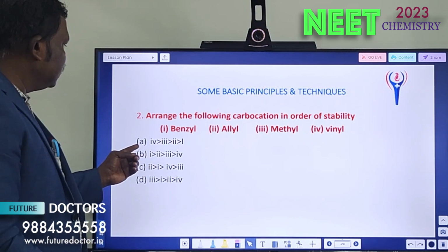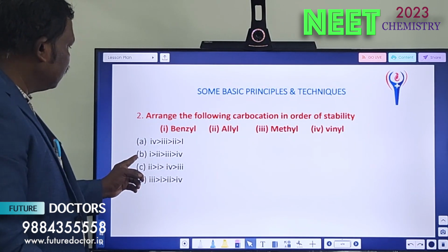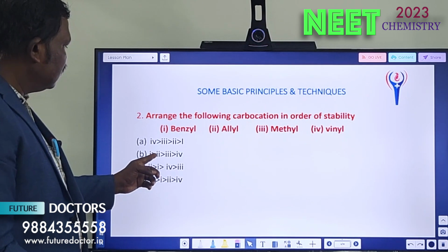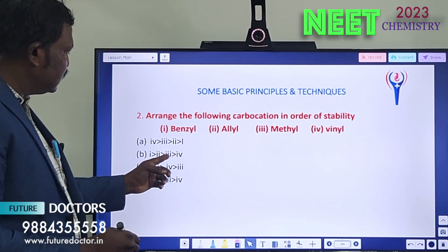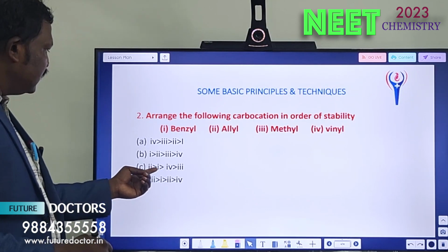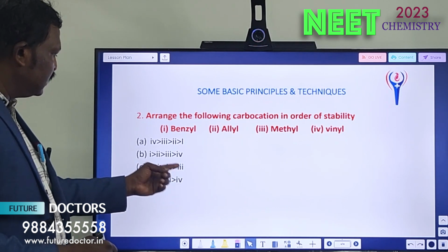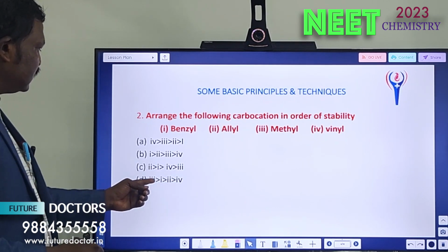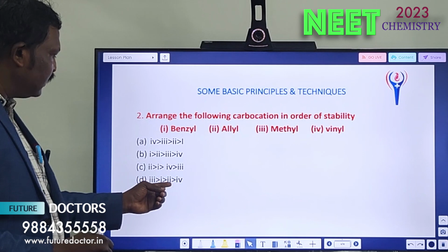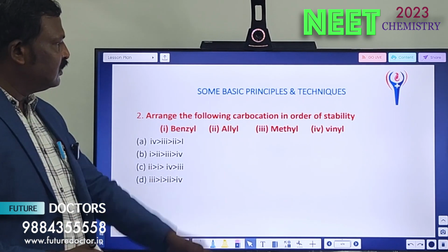Option A, fourth one is greater than third one, greater than second one, greater than first. Option B, first one is greater than second, greater than third, greater than fourth. Option C, second one is greater than first, greater than fourth, greater than third. Option D, third one is greater than first, greater than second, greater than fourth. We have to find out which one is more stable.